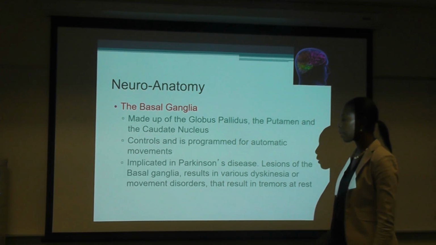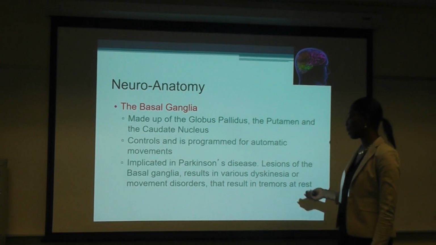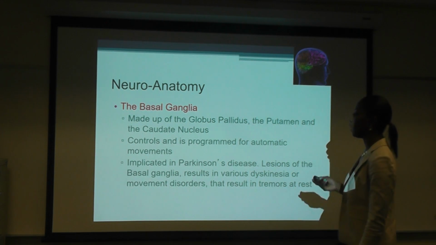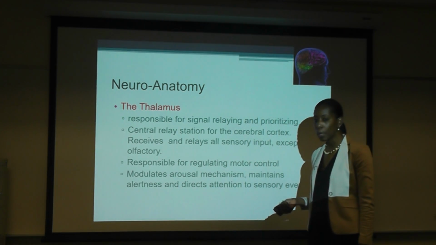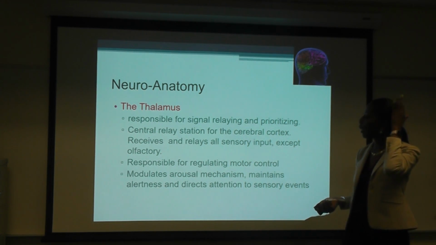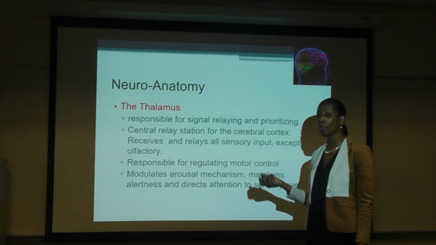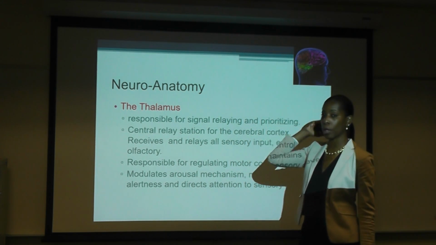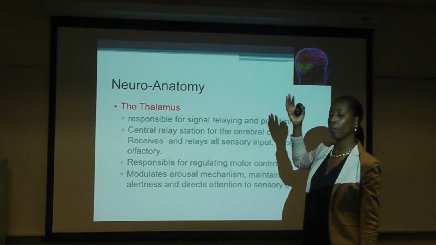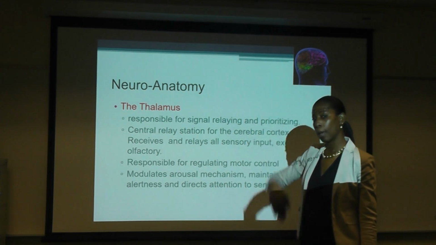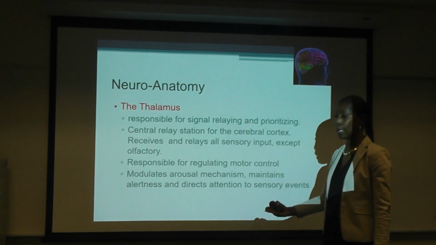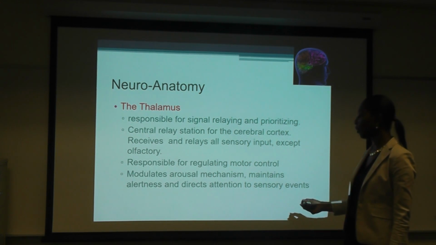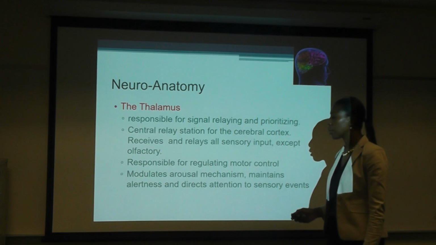Programmed or automatic movements, again, implicated in Parkinson's disease, Huntington's disease, movement disorders, are implicated in the basal ganglia. The thalamus is actually responsible for signaling and relaying prioritization. It's the central relay station for the brain. Sensory impulses that come up from the body go through the thalamus and then go through the sensory cortex. Information from the sensory cortex is sent through the thalamus, then back down to the body to elicit a response. Okay? It modulates arousal, maintains alertness, and directs attention to sensory events.